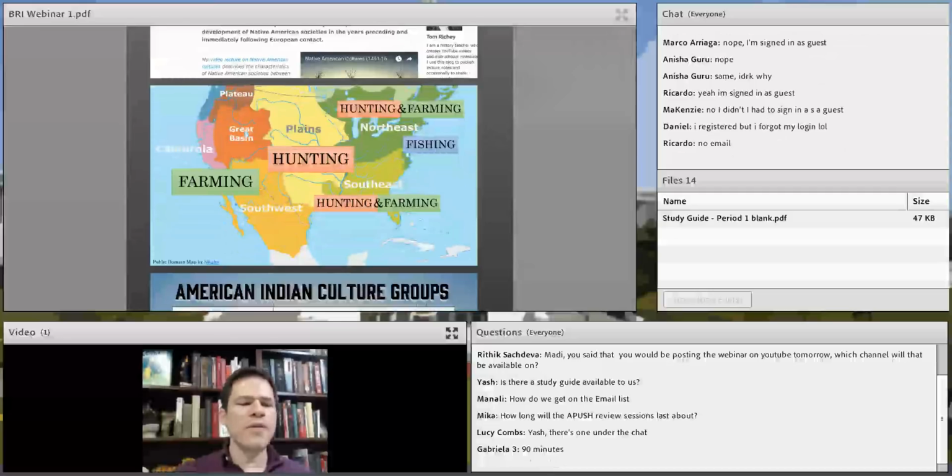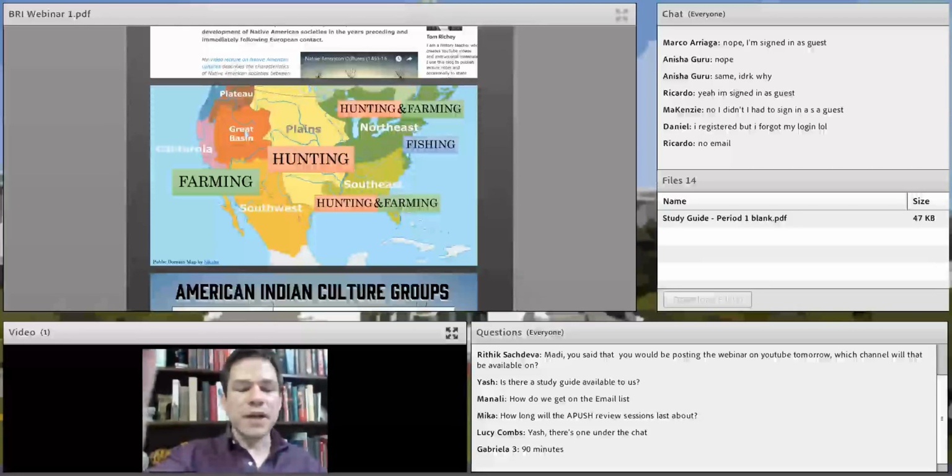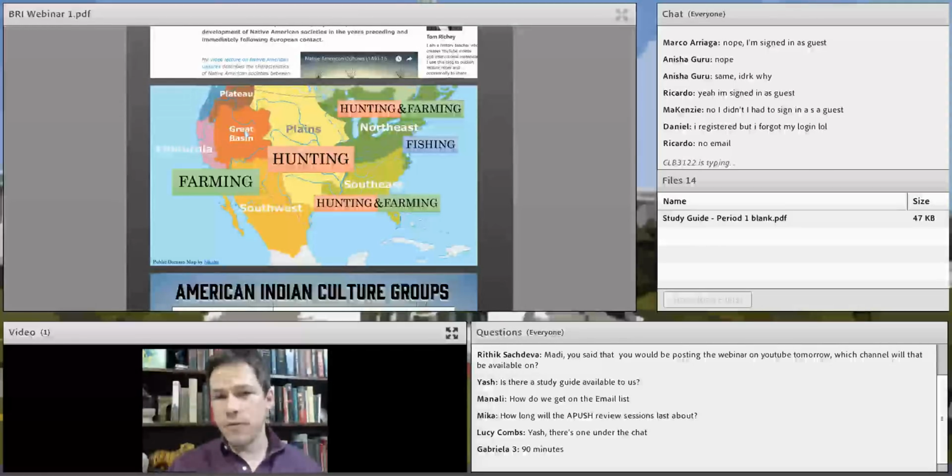And so what we see here, first of all, looking at this map, we see that there are different culture groups of Native Americans, that it's not just one single group. They did not share common languages or cultures. They often fought among each other, just like Europeans fought among each other. And these Native Americans made allies with Europeans.